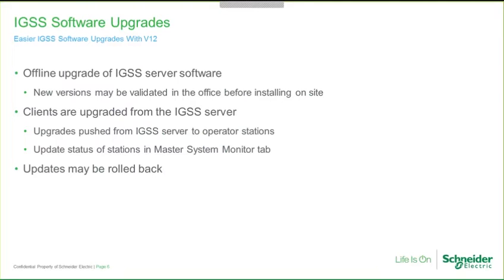So you can do an offline upgrade, which allows you to validate new versions in the office, and you can upgrade all the clients from the IGSS server. You can do the push, and you can even roll back in the event that you, by mistake, updated to some version that you didn't like.